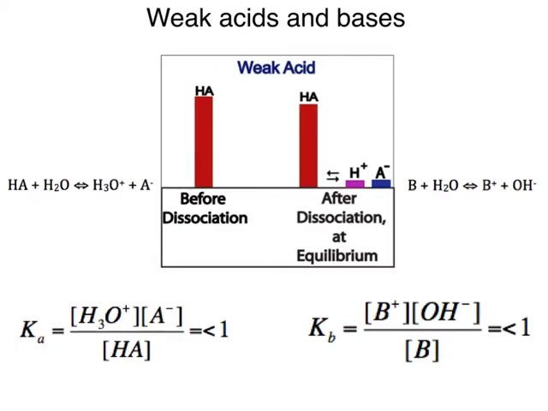Make sure you write that down, right? Whatever the number is, the bigger the number is here, the stronger the acid. The smaller the number, the weaker the acid. The bigger the number is here, the stronger the base. The smaller the number, the weaker the base.